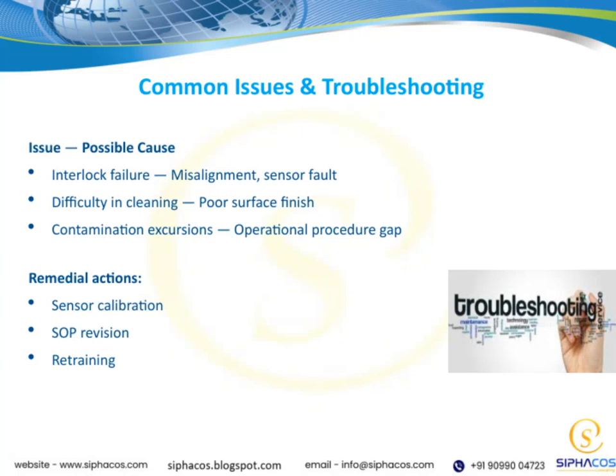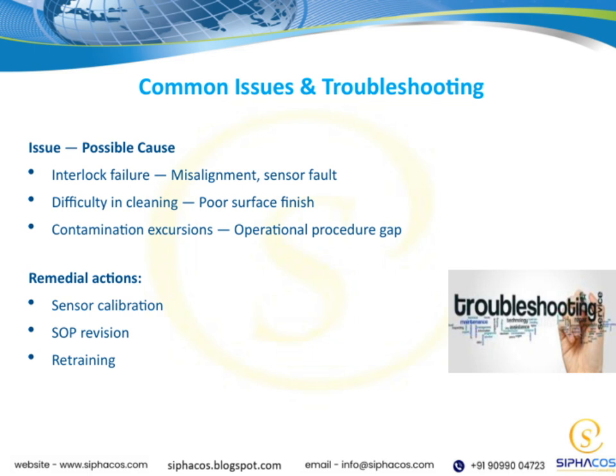Let's take a look at some common issues we might encounter and how we can troubleshoot them effectively. One frequent problem is interlock failure, which can often be caused by misalignment or sensor faults. Ensuring proper alignment and checking sensor functionality are key steps to resolve this. Another issue is difficulty in cleaning, which typically relates to a poor surface finish. Improving the surface quality or adjusting cleaning procedures can help address this problem.